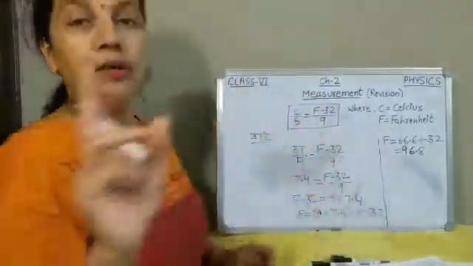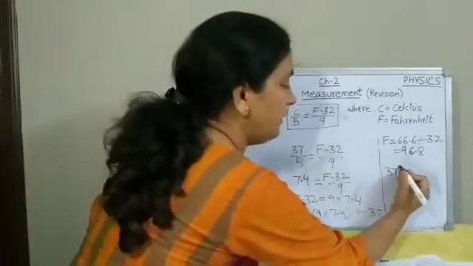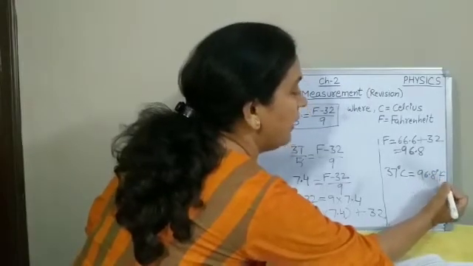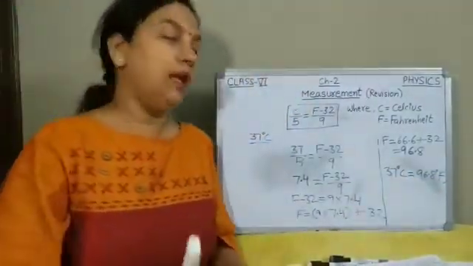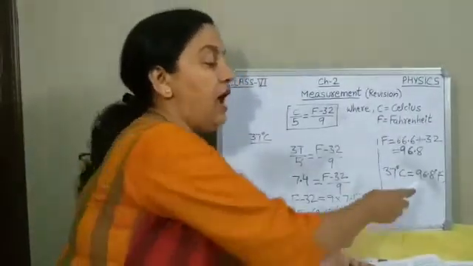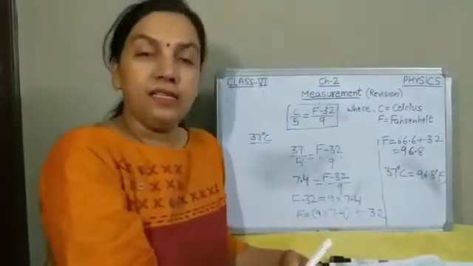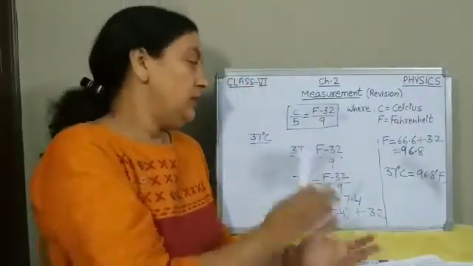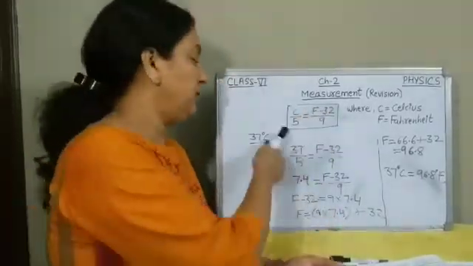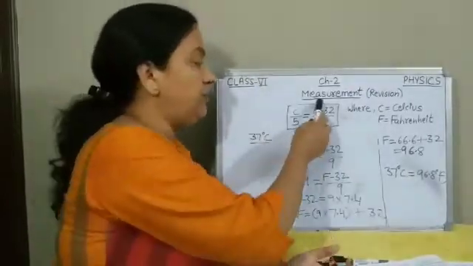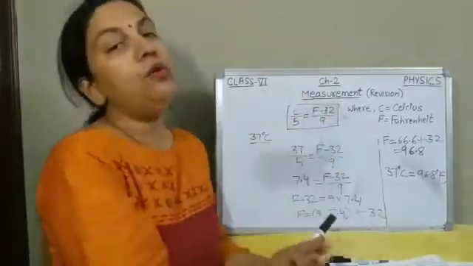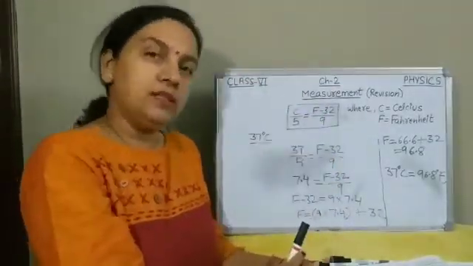So it means 37 degrees Celsius is equal to 96.8 degree Fahrenheit, and we all know that the normal temperature of human body in Celsius scale is 37 degrees Celsius, and in Fahrenheit scale it is 96.8 degree Fahrenheit. So this way we can convert Celsius into Fahrenheit. Similarly, if we have a value in Fahrenheit, we will put that value in this formula, and we can convert Fahrenheit into Celsius. I think this is clear to you all.